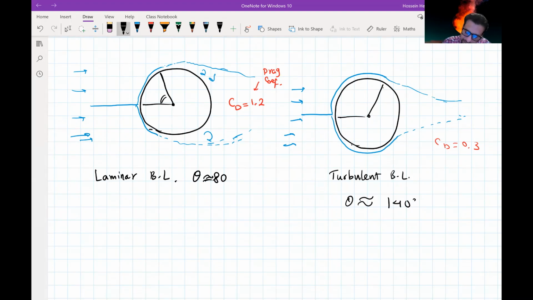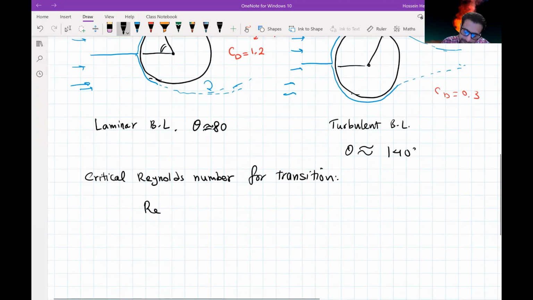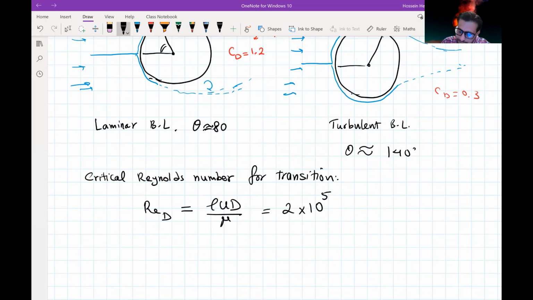Now there is a critical Reynolds number for the cylinder that shows the transition. That's based on the diameter of the cylinder, Re_D equals rho U D over mu, which is 2 times 10 to the power 5.